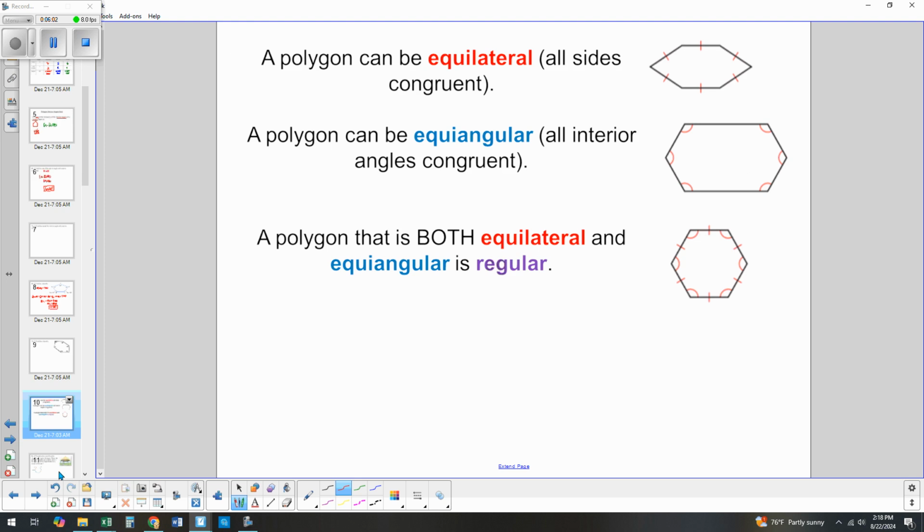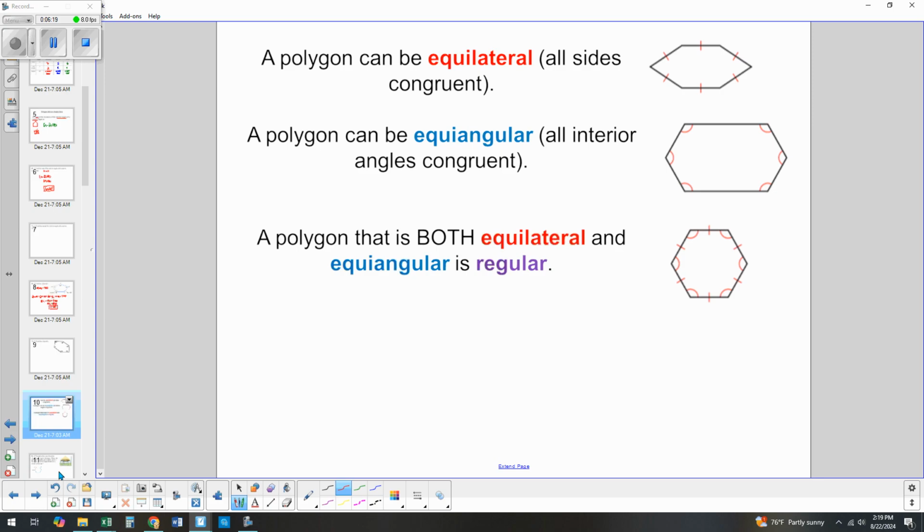A polygon can be equilateral. Remember, that means all sides are congruent. And a polygon can also be equiangular. That means all angles are congruent. When we learned about triangles, they had to go hand in hand. If it was equilateral, it had to be equiangular.